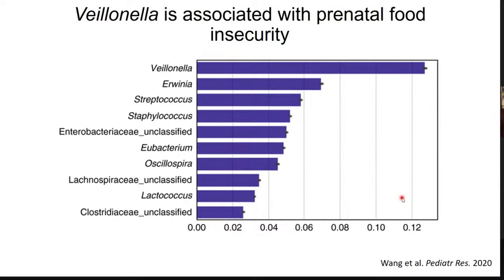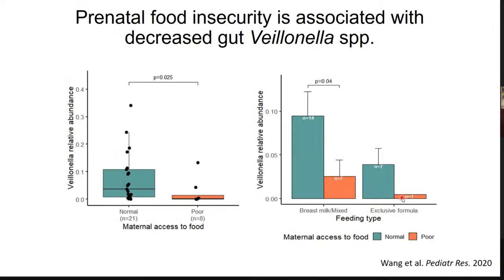Just using this one bacterium, you can really tell whether an infant was born to a mother who experienced food insecurity or not. We used different methods to check, and the results are very similar. As you can see, we have 8 mothers, a very small number, who claimed they didn't have enough food. And in the group with normal access to food, we have 21 mothers.